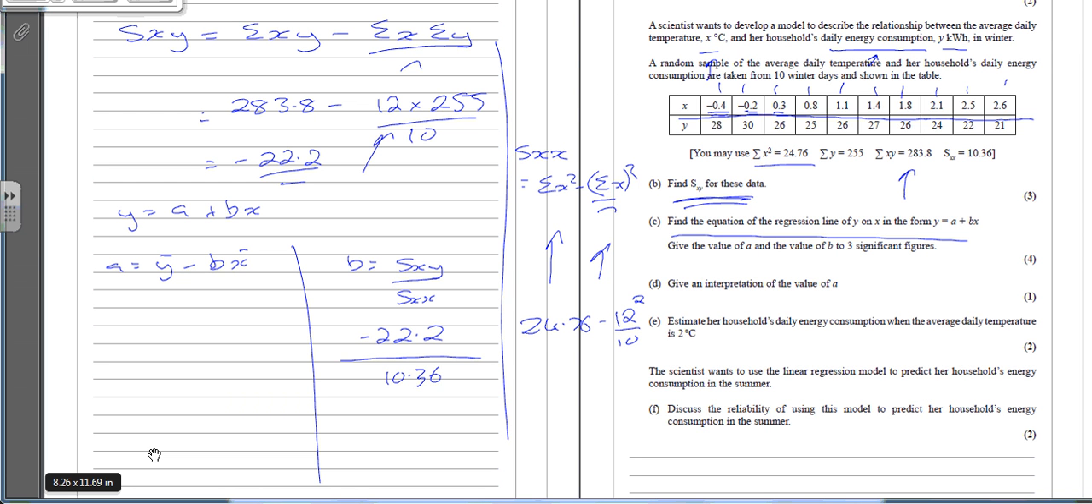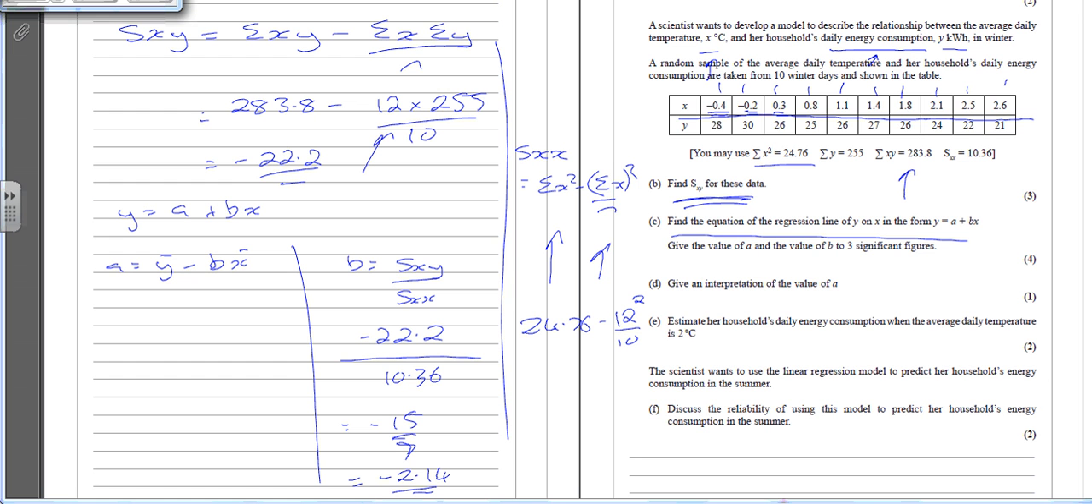So minus 22.2 divided by that equals minus 15 over 7. Now, again, it's kind of nice, but we could write that out. If we do that to 3 significant figures, again, think about 3 significant figures, minus 2.14.